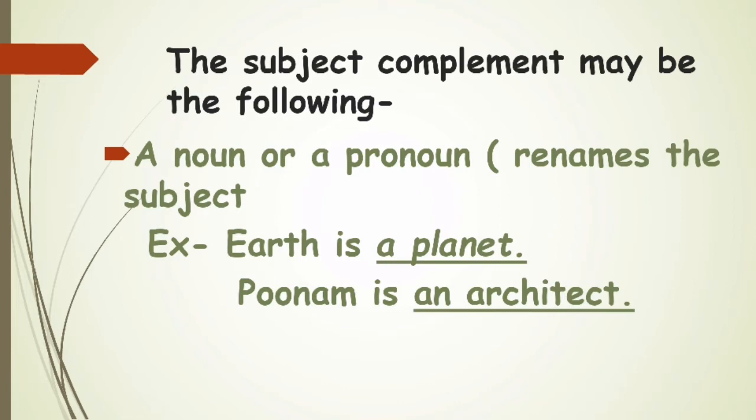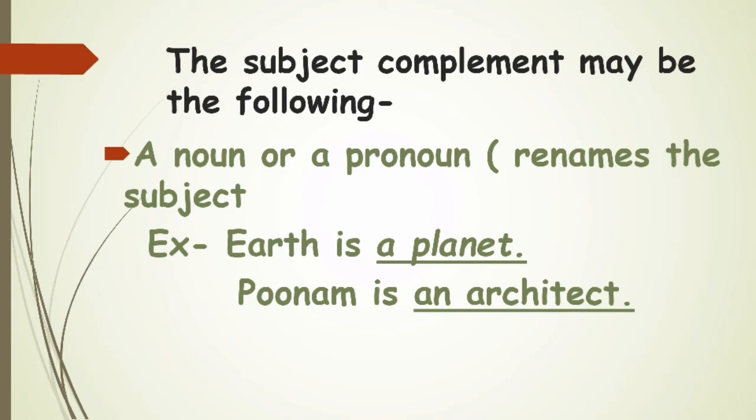Okay, now the subject complement may be the following. A subject complement may be a noun or a pronoun. Like Earth is a planet. So here a planet is the complement. Again, Poonam is an architect. So again an architect जो आपका phrase है, it is describing Poonam. Poonam के बारे में बता रहे हैं architect, right? So it is telling us about or describing the subject. That's why an architect will be the subject complement, because ये हमें subject के बारे में बता रहा है.